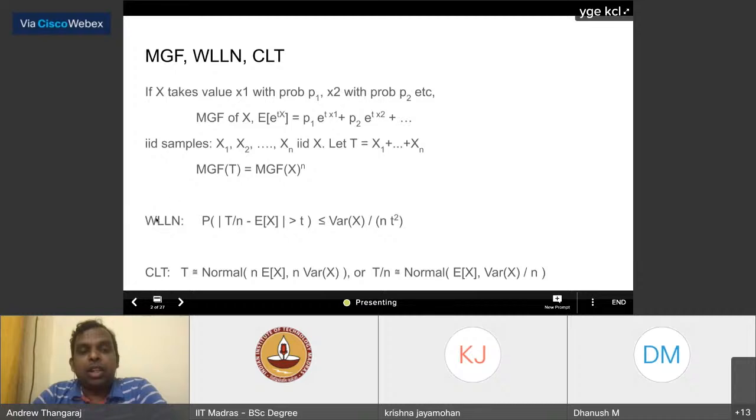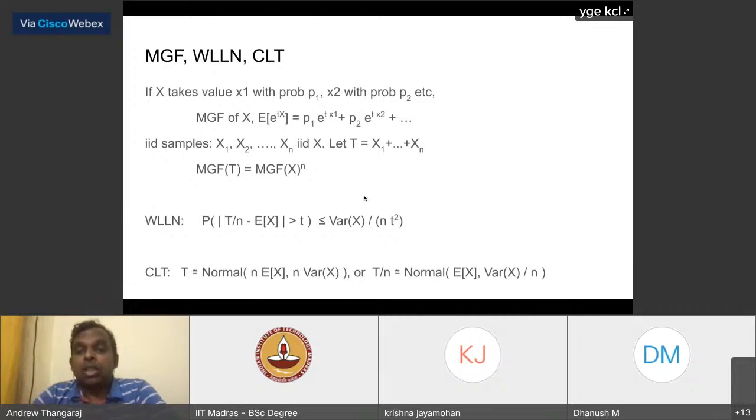The way we define the weak law of large numbers is through this Chebyshev inequality. We say that T by n tends towards E of X, so it takes values close to E of X, and that's the weak law of large numbers. The Chebyshev inequality quantifies that. So whenever we use WLLN in this course, we're using the Chebyshev inequality with the variance.